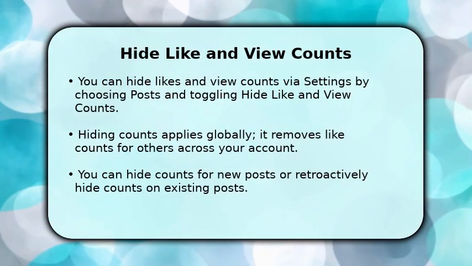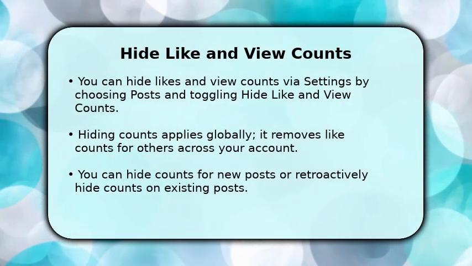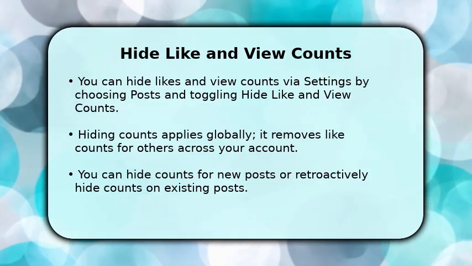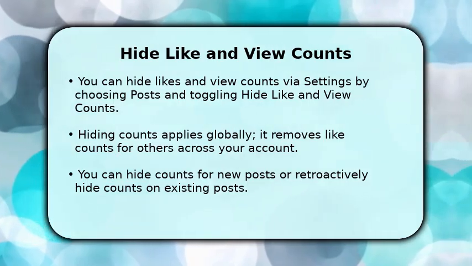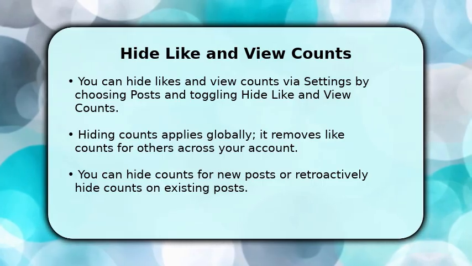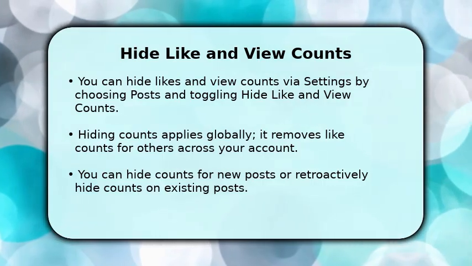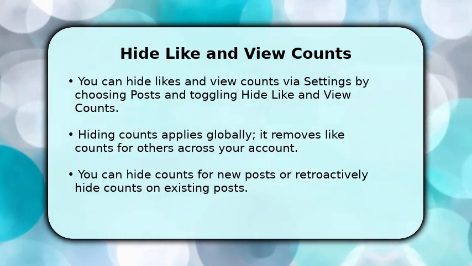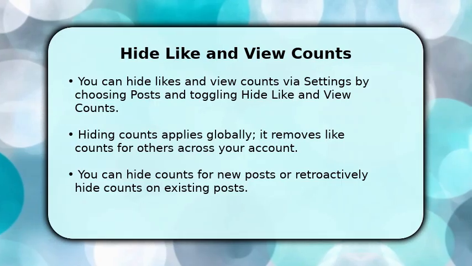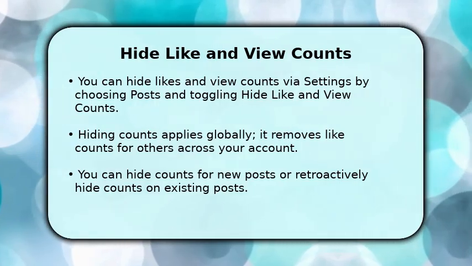Open Instagram settings to adjust count visibility for posts now. Go to Settings, then Privacy, then Posts, and find Hide Like and View Counts. Toggle this option to hide like counts and some view information from others on your posts. The change applies globally to your account and affects how others see engagement numbers.